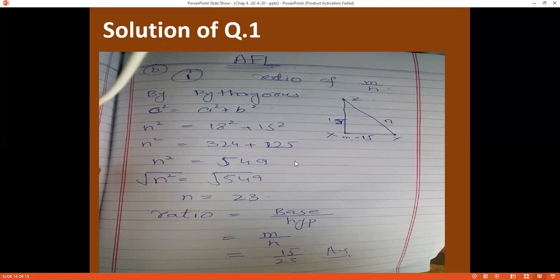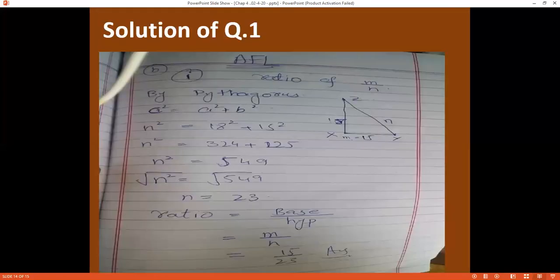I'll take the square root on both sides, and the square root will cancel with the square, and then the square root of 549 will be 23. Ratio is base over hypotenuse: the base is 15 and the hypotenuse value is n, which is 23. I'll put 15 over 23. This is called the ratio when you are going to find it in any figure, in any triangle. I hope you people are now understanding the concept of how to find the ratio from triangles; from any other shape we can find the ratios.